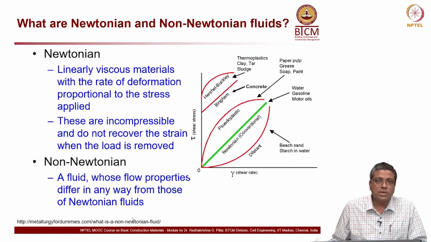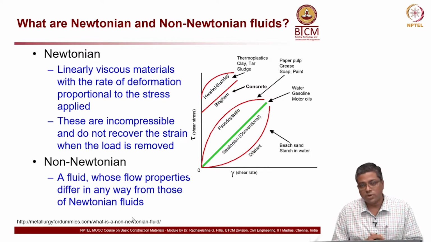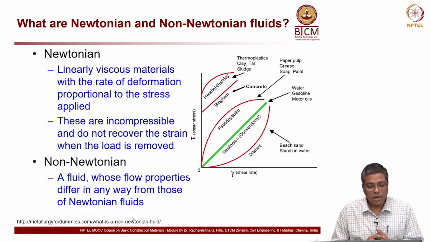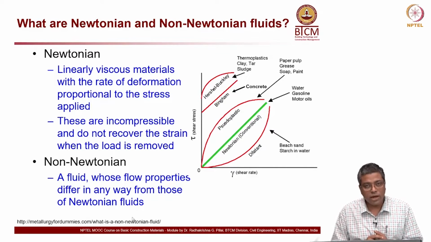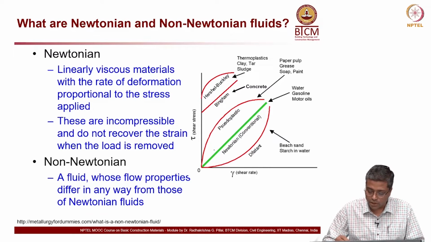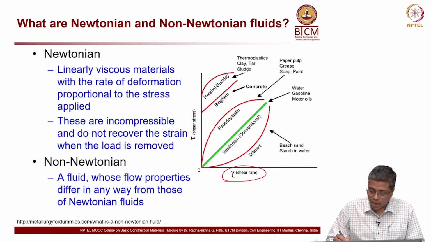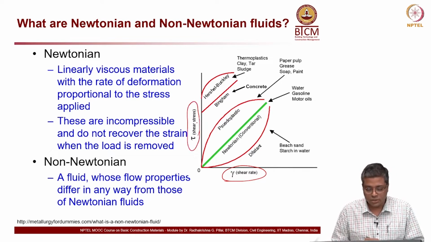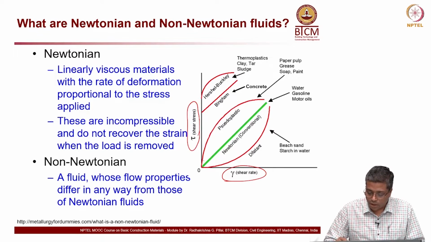Two more concepts here. There are two types of fluids when we talk about their shear rate and stress: a Newtonian fluid and a non-Newtonian fluid. So, what is a Newtonian fluid? Look at the graph here. You have shear rate on the abscissa and shear stress on the ordinate. The Newtonian fluid is the one following the green line.